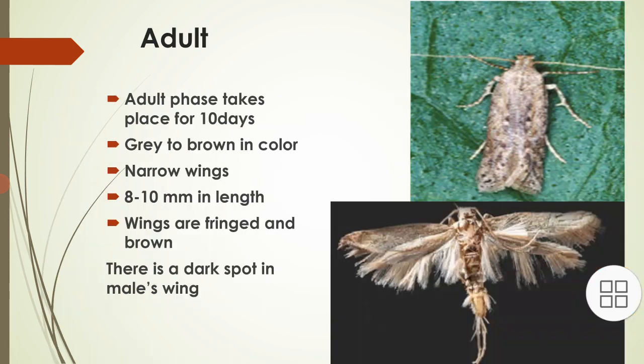Adult. Adult phase takes place for 10 days. Gray to brown in color, narrow wings, 8 to 10 mm in length. Wings are fringed and brown. There is a dark spot in male's wing. You can see the fringes of wing and they are narrow and tapered.